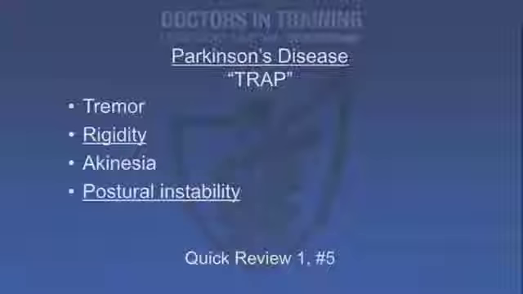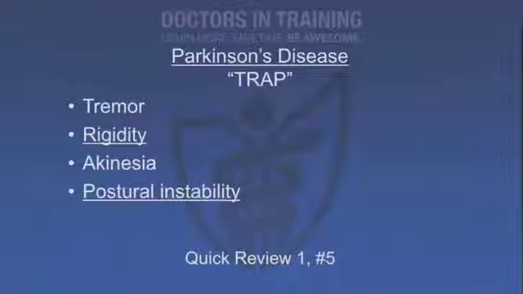Next question. What mnemonic can you use to remember the cardinal features of Parkinson's disease? Well, we like to use TRAP. And sometimes you can imagine a Parkinson's patient feeling trapped in their body. So T, tremor, you're going to see that pill-rolling tremor. Rigidity, people will have the cogwheel rigidity.